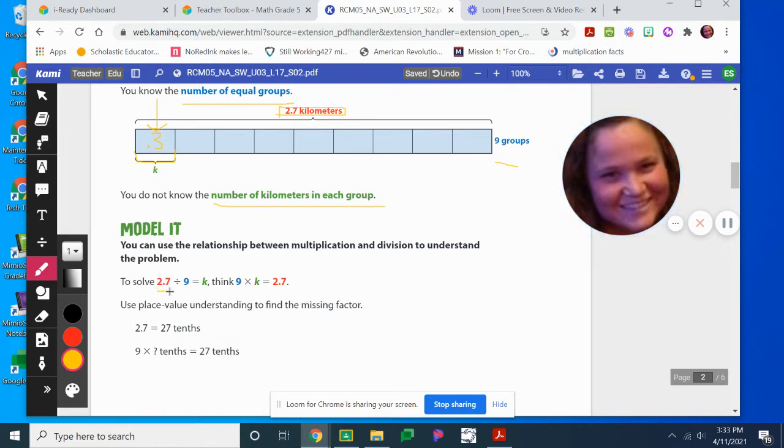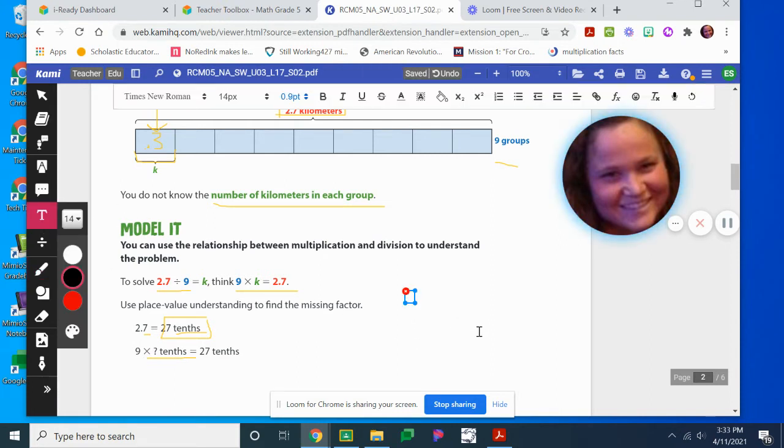27/10 divided by 9 equals what? And 9 times what gives us 2.7. So again, they've given you the 27/10. I know it's tenths because I land in the tenths place. So 9 times what gives you 27/10? The answer is 3. So I'm going to do a practice one real quick.